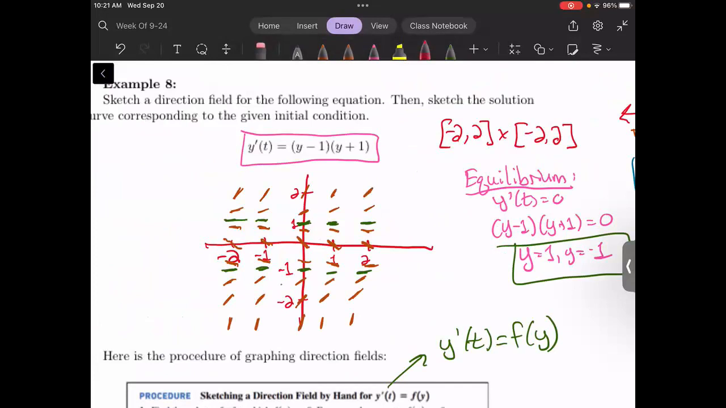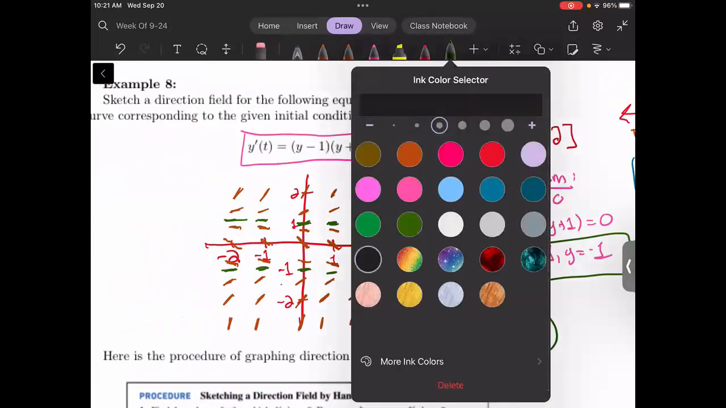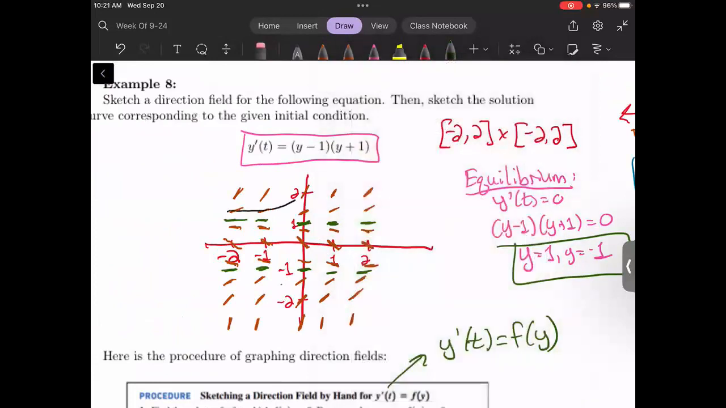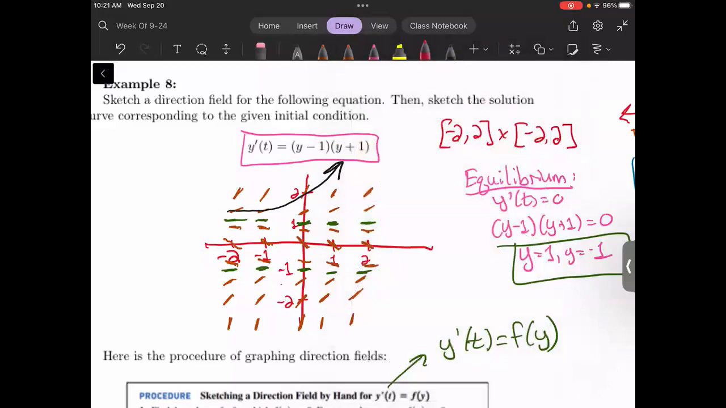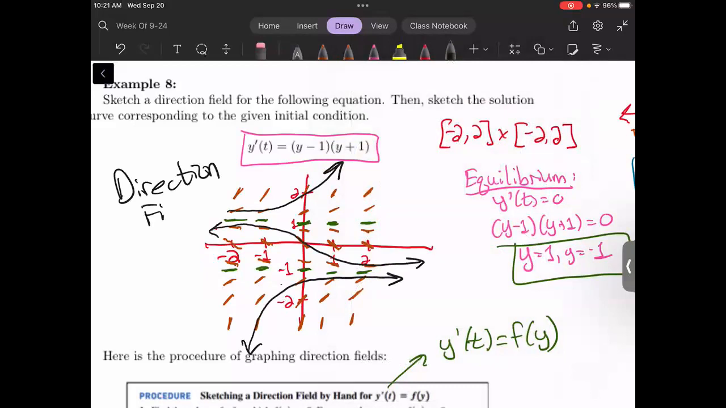So the possible solution curves would look something like this. So we'll have a solution curve here. We'll have a solution curve that may look like this, that, or you may have a solution curve that looks like this. Okay. So this is a direction field. Make sense? I hope that makes sense.